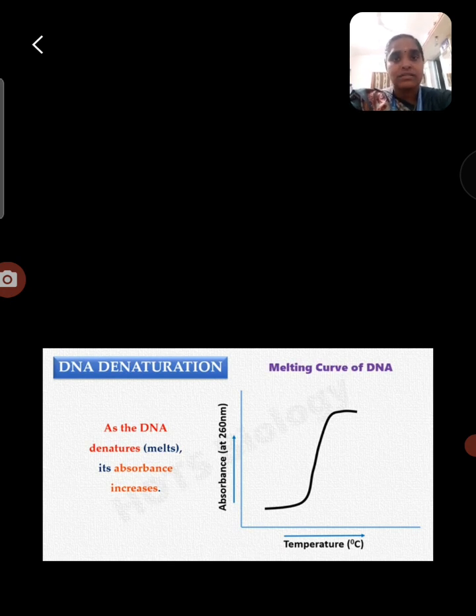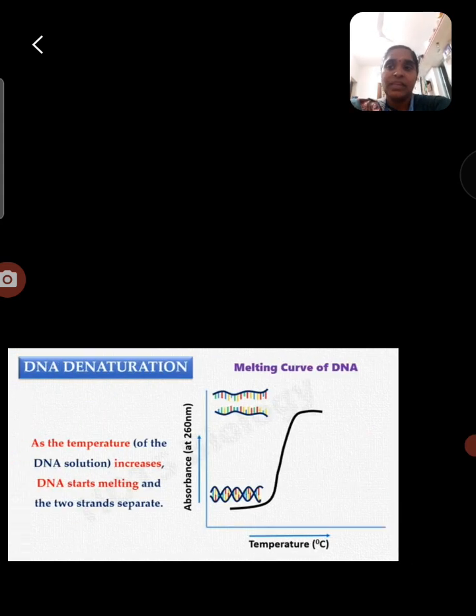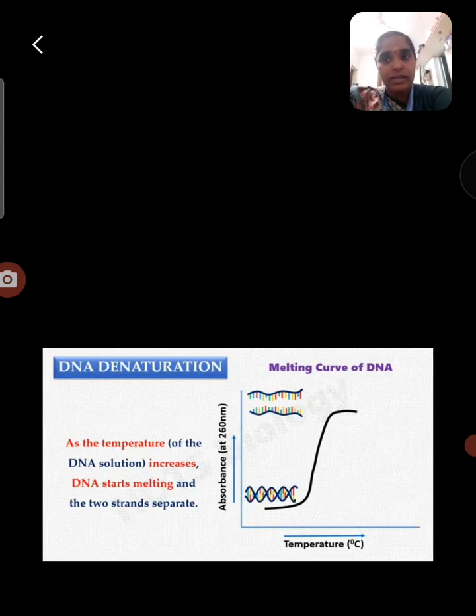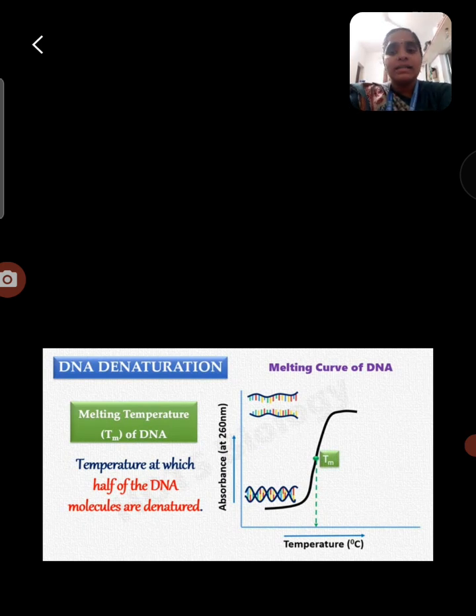Absorbance of the DNA solution is measured under a particular set of conditions. A sigmoid shaped curve is obtained by plotting the absorbance versus increasing temperature, which is the melting curve of DNA. The lower portion of the melting curve represents that all the DNA molecules in the given DNA solution are intact, that is, double stranded. The upper portion of the melting curve represents that all the DNA molecules have completely denatured or melted.